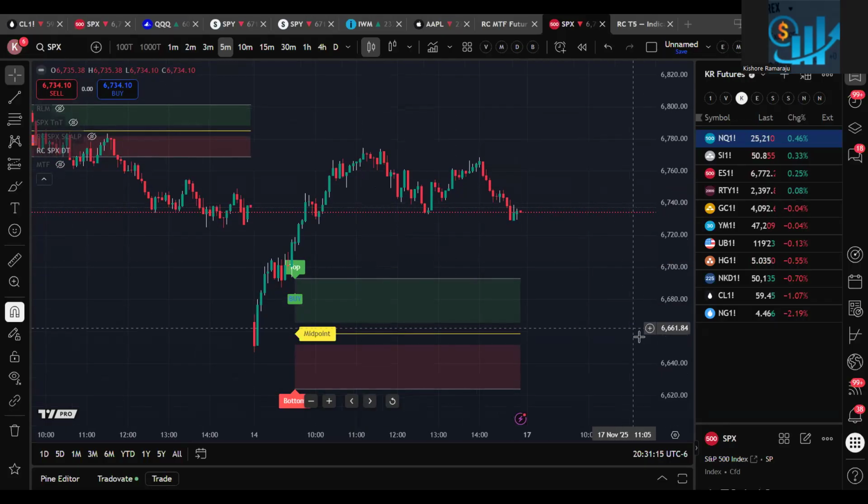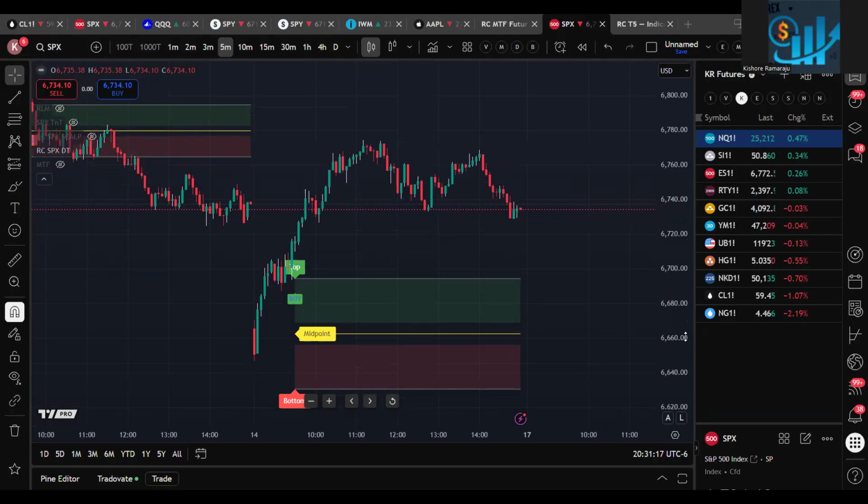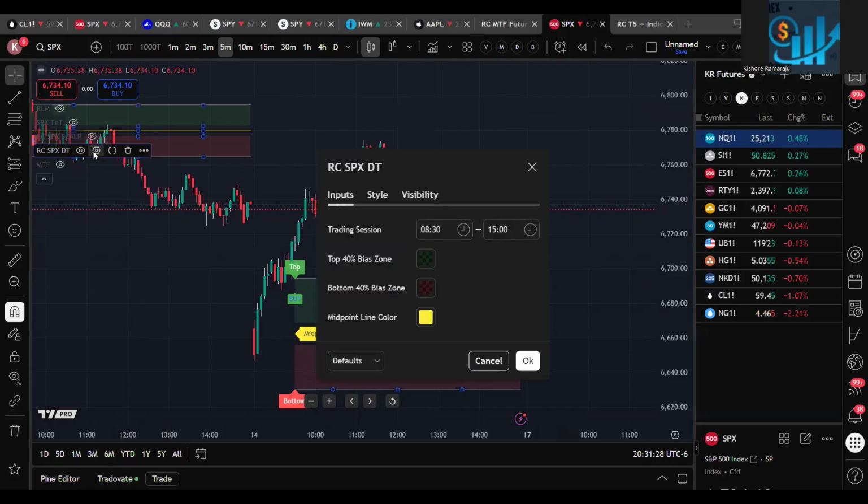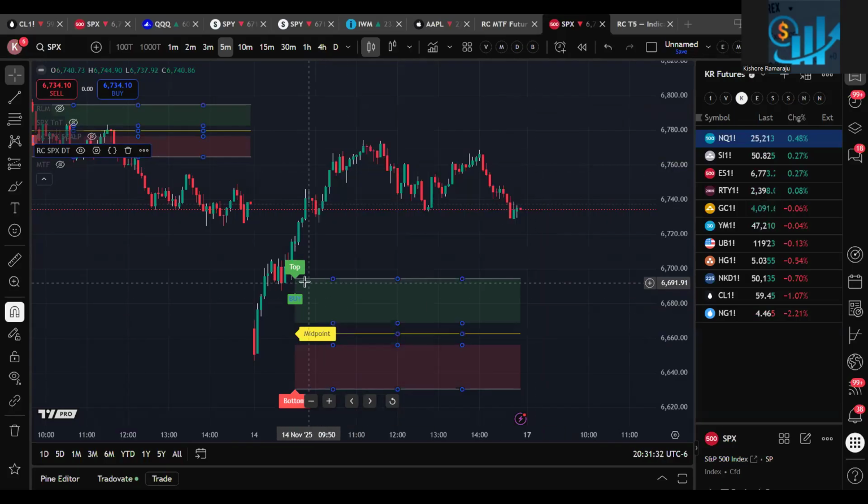So here, this is also a low risk trade where you wait for price to... So here you are waiting. Generally, your strategy is from 8:30 to 3 o'clock. Whenever price breaks the top, here it will.